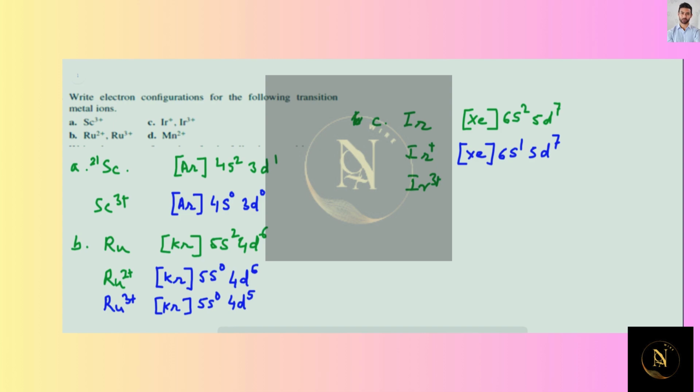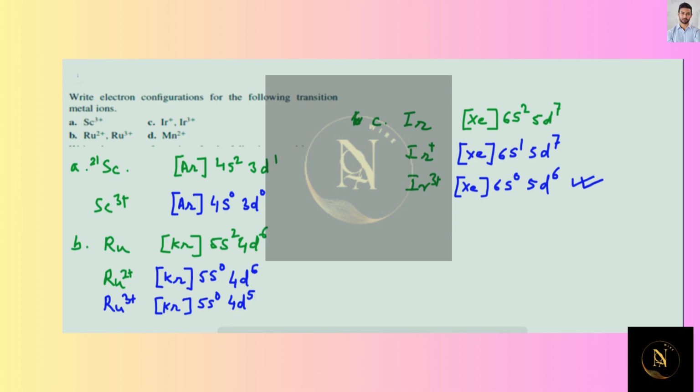xenon will remain same, and one more electron is removed from the s orbital, so here it should be 0, and 5d7, in place of that it should be 6 now. Total 3 electrons are removed for getting 3 plus ion, and first it is removed from the s orbital, then from the d orbital. So this should be the outer electronic configuration of Ir3+.